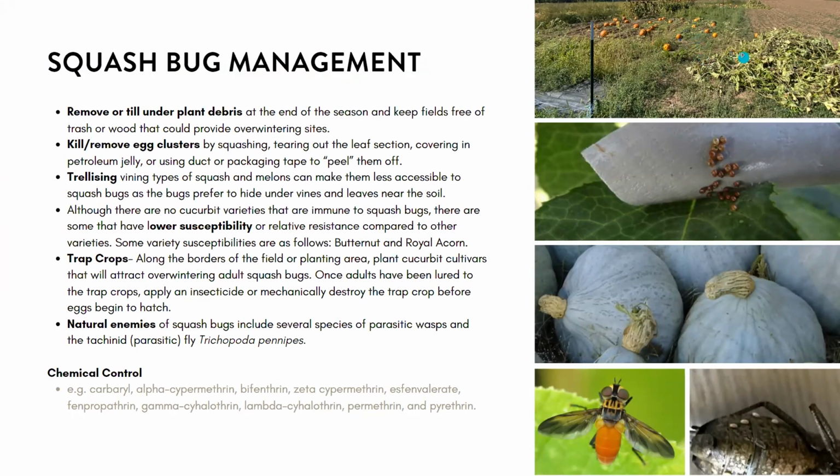If you just have a small garden or a few plants, I think it's a good idea just to manually go plant to plant and remove and destroy these egg clusters. Trellising is an option if you have a garden site. Unfortunately, there are no cucurbit varieties that are totally immune or resistant to squash bug, but there are some that have shown to have lower susceptibility, like butternut and royal acorn.